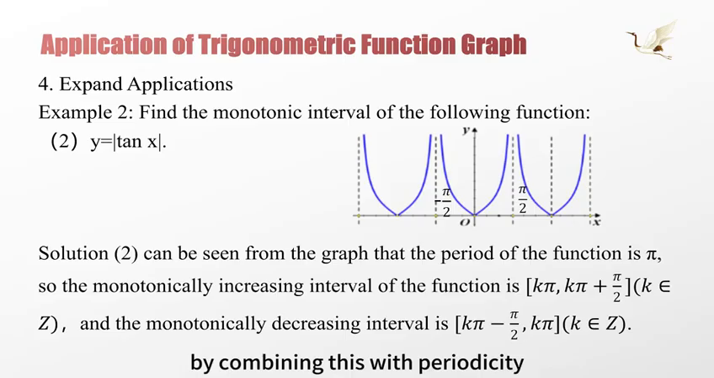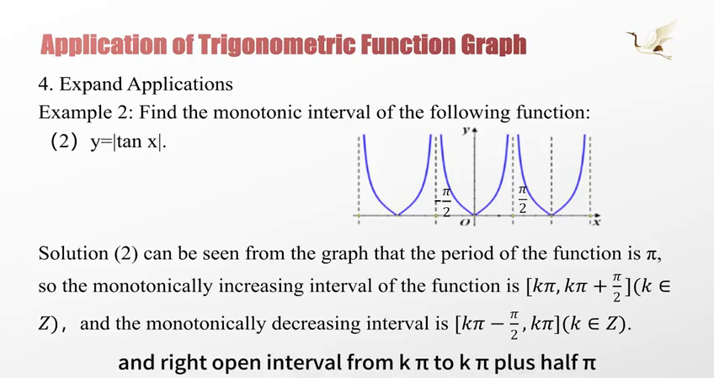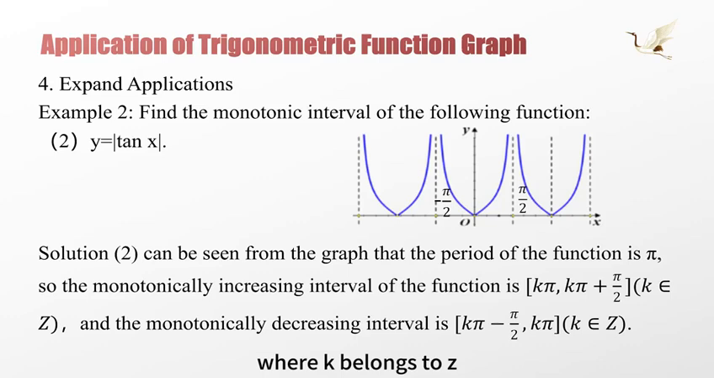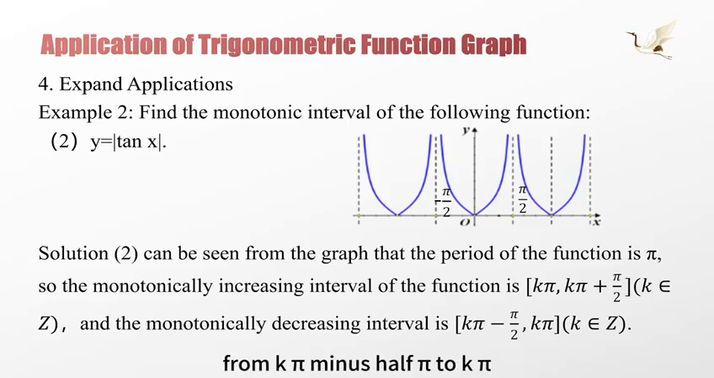By combining this with periodicity, we obtain the monotonically increasing interval as the left-closed, right-open interval from k pi to k pi plus ½ pi, where k belongs to Z. The monotonically decreasing interval is the left-open, right-closed interval from k pi minus ½ pi to k pi, where k belongs to Z.